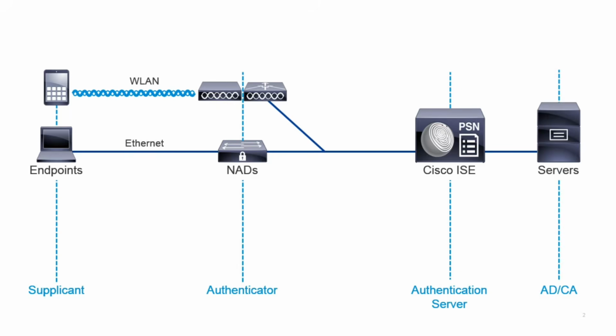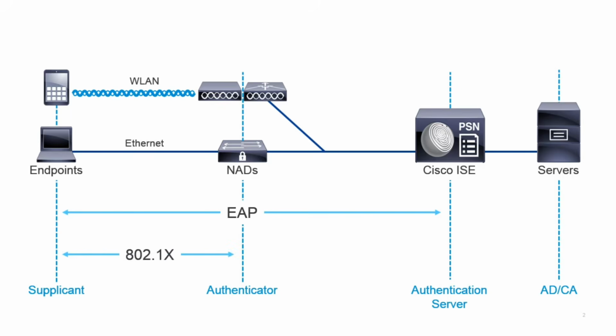Now, the objective here is for endpoints to authenticate to the authentication server via some extensible authentication protocol, or EAP. NAD authenticators act as an intermediary or proxy between client and authentication server. They communicate with endpoint supplicants via 802.1X to request identity information. The NAD authenticator then relays this information to the authentication server in a RADIUS message.